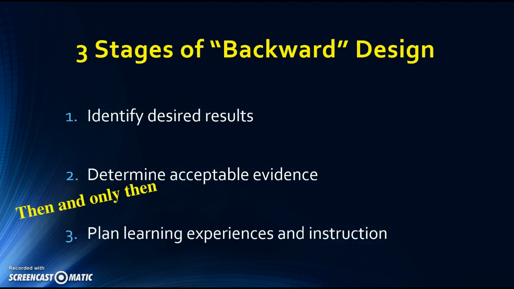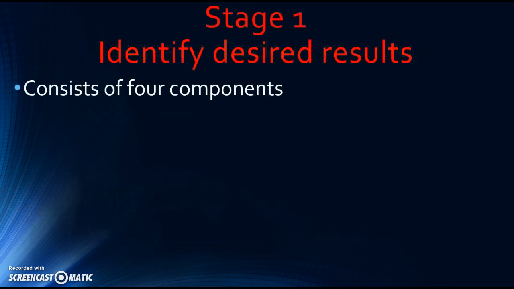So again, as we talked about before, there are three stages when you're talking about backward design. You have identifying your desired results, which we're going to take a look at today, and then you have determining acceptable evidence, and then after you achieve those first two steps, then you get into planning learning experiences and instruction. So when you're taking a look at this, you're really looking at four components of identifying desired results.